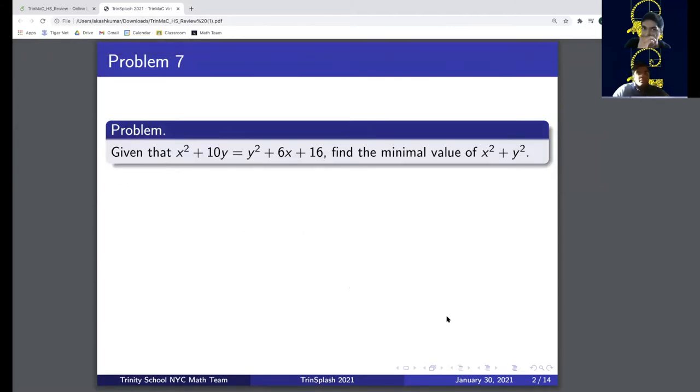So first up is this one. The question is, you're given that x squared plus 10y plus y squared equals y squared plus 6x plus 16, and you want to find the minimum value of x squared plus y squared. This is the one from the most recent competition. x and y are real numbers here.